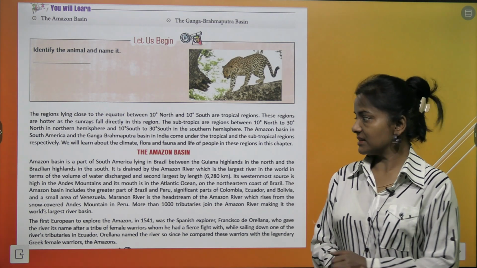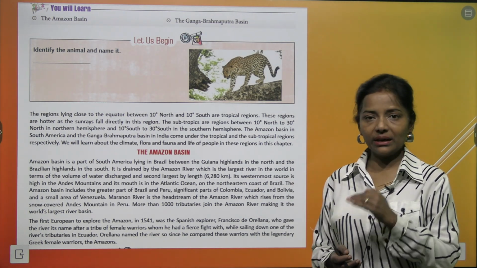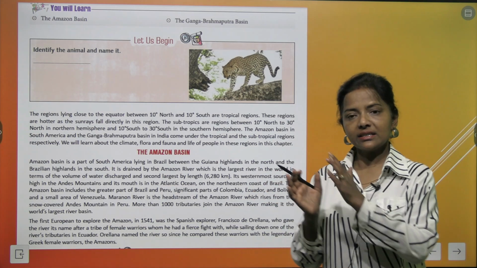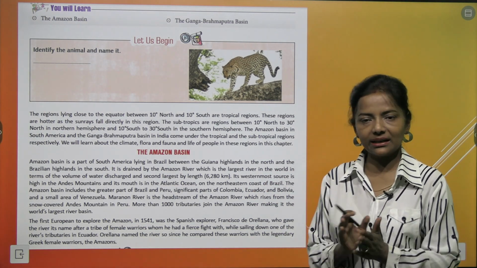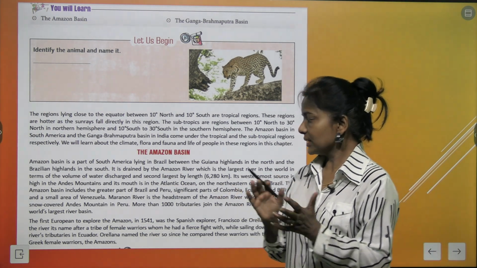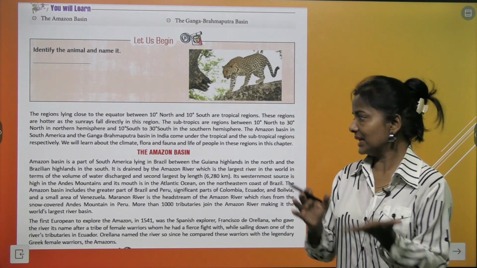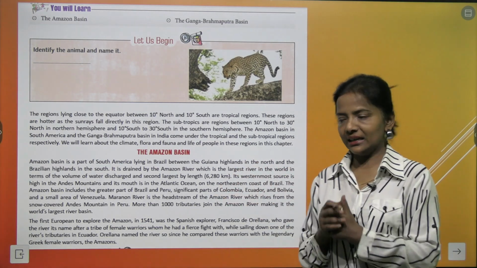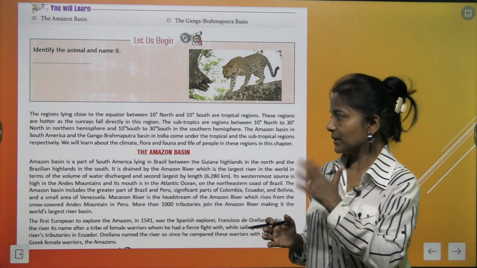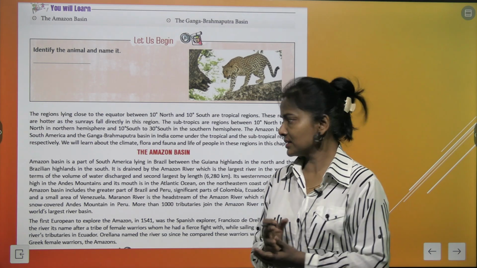अब ये जो Amazon basin है, ये कहाँ है? Where does it lie? It is a part of South America. ये South America का एक part है और किसके बीच में है? Brazil and the Guiana highlands के in the north and Brazilian highlands in the south.